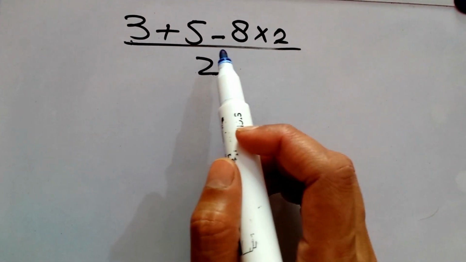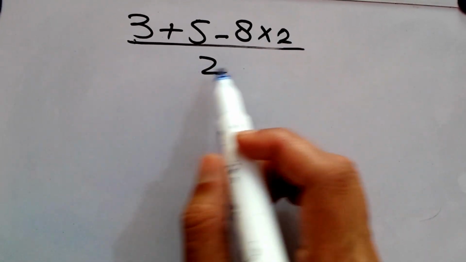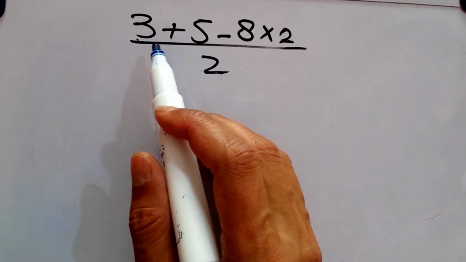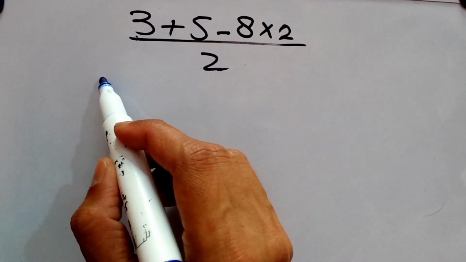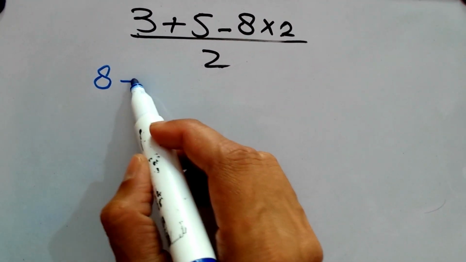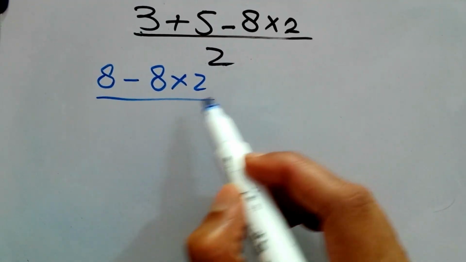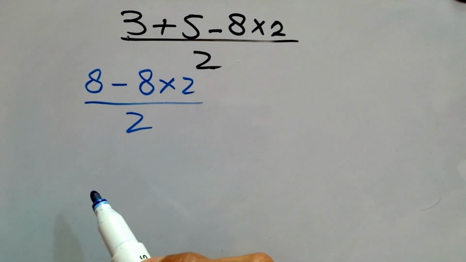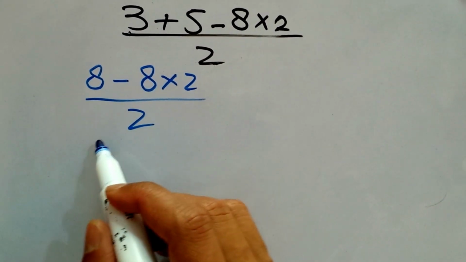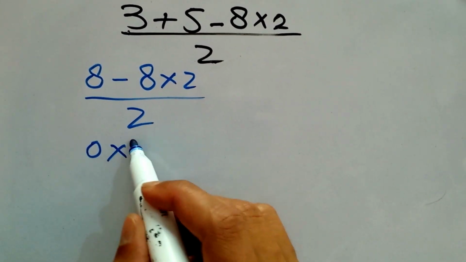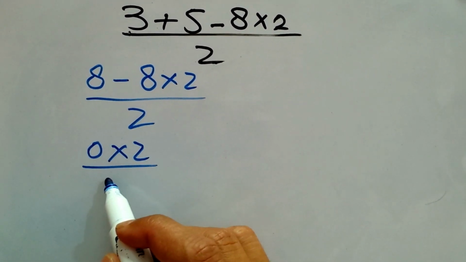We have 3 plus 5 minus 8 times 2, all over divided by 2. So 3 plus 5 equals 8, minus 8, and times 2, all over divided by 2. Now 8 minus 8 equals 0, times 2, and all over divided by 2.